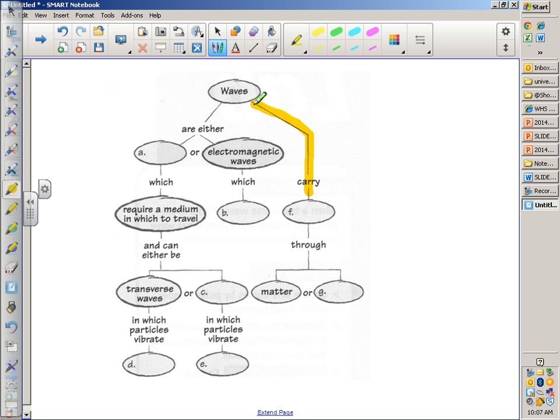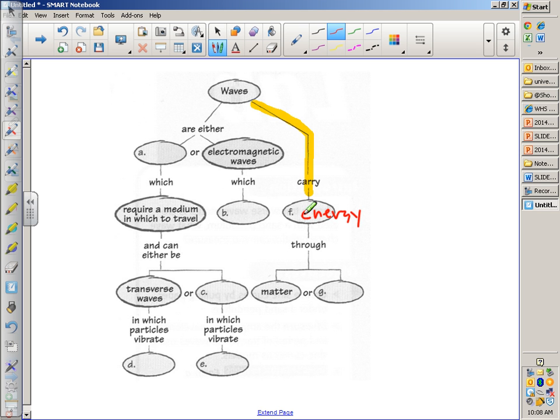So, waves do what? Waves carry what? Energy. Right? From that standpoint, this section on waves builds on the concepts that we talked about at the end of the last unit when we talked about heat transfer and the ways that heat can be transferred. So we talked about 3 ways that heat can be transferred. Do we remember those 3 ways that heat can be transferred? Radiation, convection, and conduction. Okay?